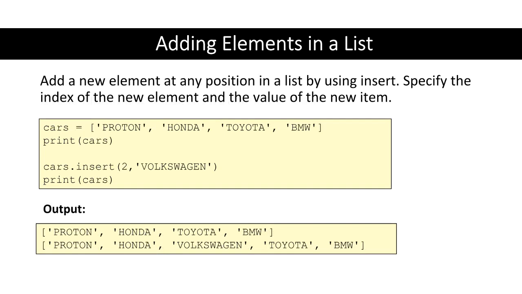If we want to add an element at a specific position, we use the insert method. We specify the index and the value, and the list updates accordingly. Here we use cars.insert(2, Volkswagen). This means insert the value at index 2. Original list, Proton, Honda, Toyota, BMW. After insertion, Proton, Honda, Volkswagen, Toyota, BMW. Notice the existing elements shift to the right.